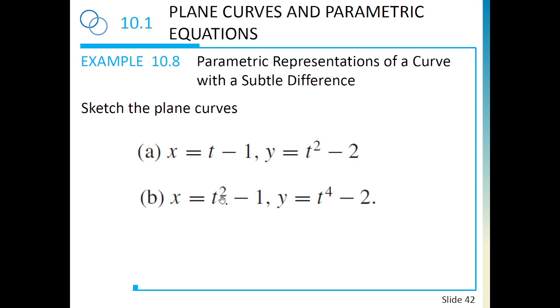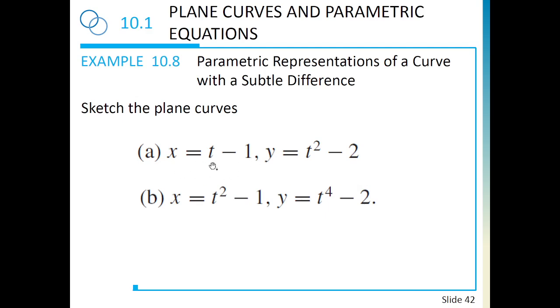In contrast, in situation B, t again is free, can take any values, but x, its lowest value will be -1, and after that it will grow. Regardless if t is positive or negative, x will be going from -1 up only. Interesting. For y, t to the power 4 is obviously positive, so again the smallest value will be -2. So y starts from -2 and goes up. That's interesting, it's different.